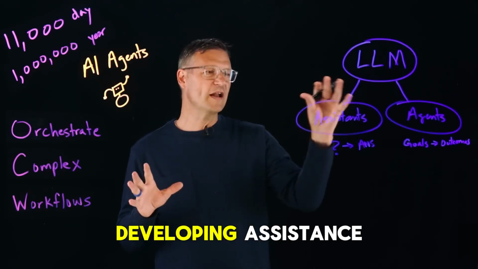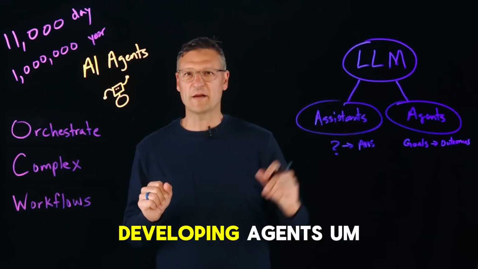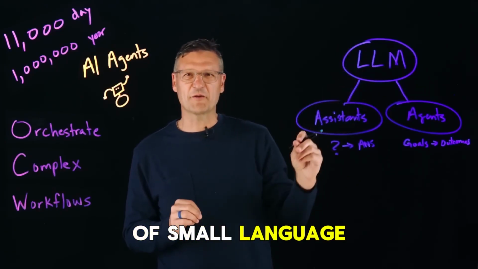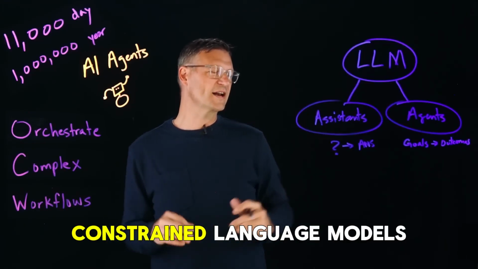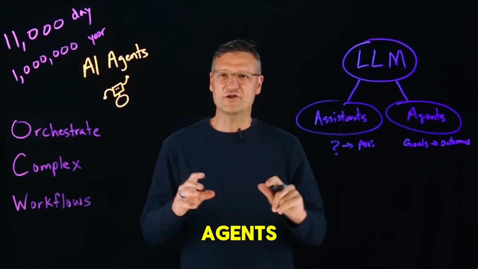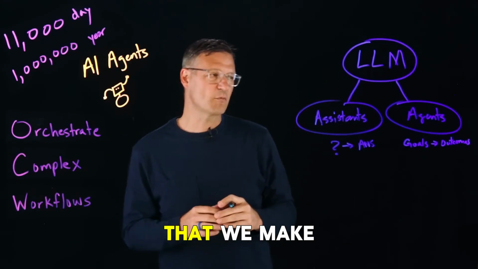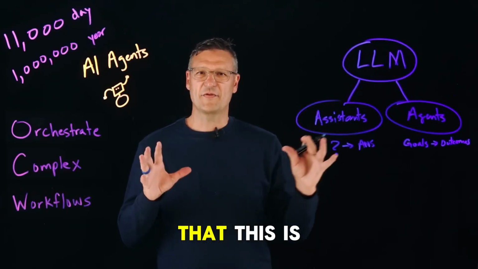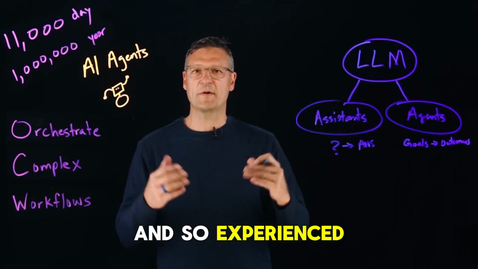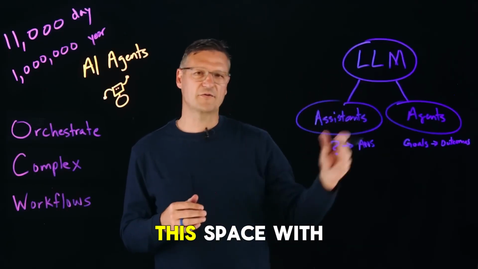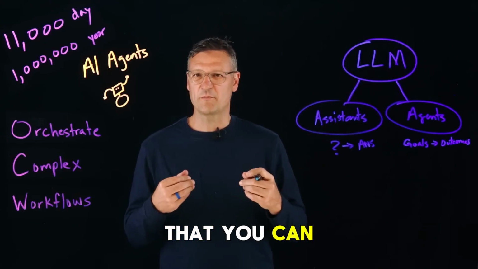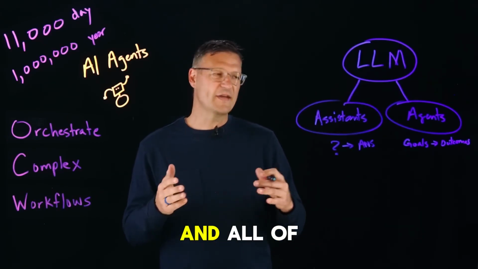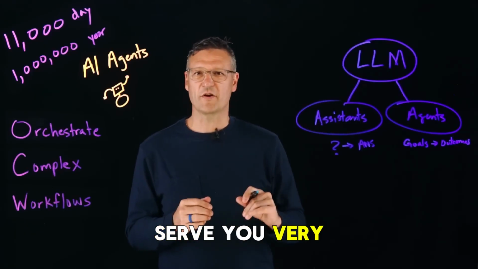So remember that when we're developing assistants and when we're developing agents, there's a lot of new buzzwords. There are small language models, large language models, constrained language models. With agents, there are a whole bunch of different design decisions that we make. But at the end of the day, it's very important to remember that this is software, right? And so experienced software engineers should come into this space with some confidence that you can bring all of your best practices and past project experience, and all of those same things are going to serve you very well.